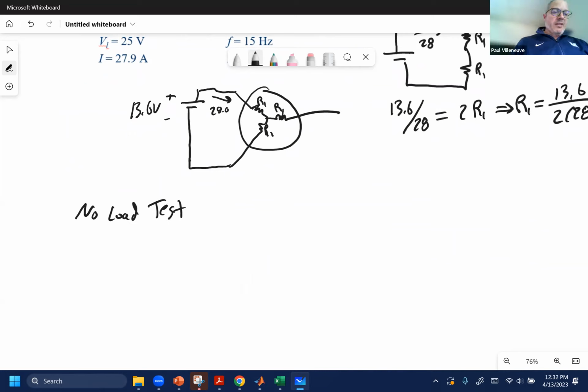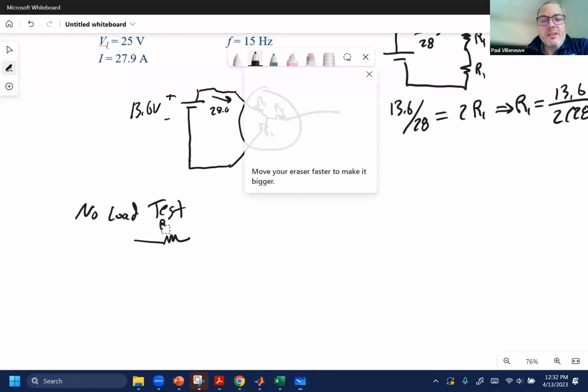I'm not sure why that's shaking so much. So the no load test, if you recall, and again, I recommend that you do this for any type of test that you're trying to use to solve parameters. Go ahead and show what parameters you're going to be able to solve for with that test. All the other parameters are not included. So for the no load test, we have R1 in the picture.